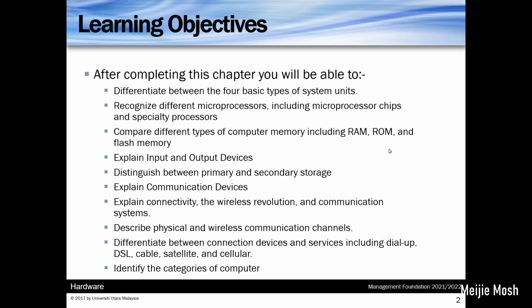explain input and output devices, distinguish between primary and secondary storage, explain communication devices, explain connectivity, the wireless revolution, and communication systems, describe physical and wireless communication channels, differentiate between connection devices and services, including dial-up, DSL, cable, satellite, and cellular, and finally identify the categories of computers.